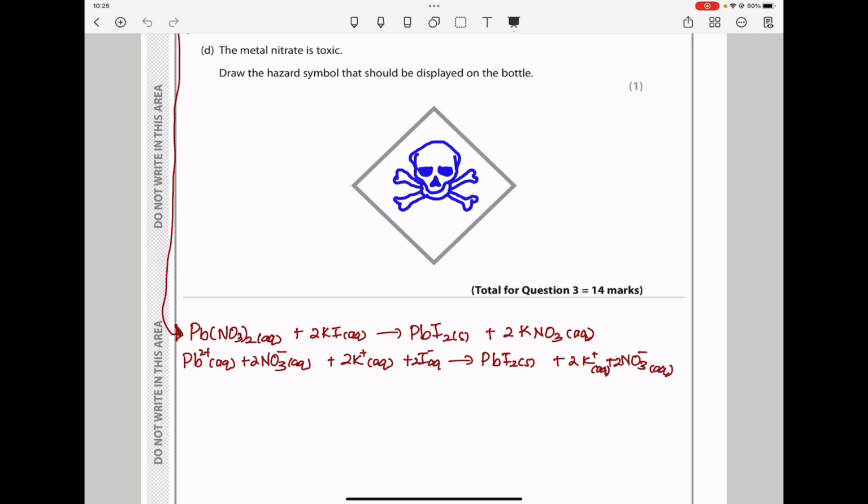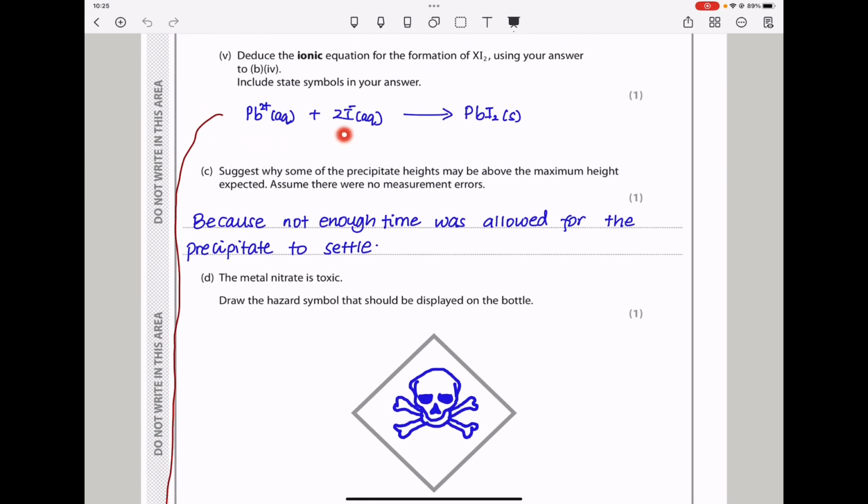So I separated the aqueous. Here we have Pb2+, and here we have 2 nitrates. Here we have 2 potassium, and again 2 iodide. And on the other side, lead iodide is a solid, so I didn't separate it, but I separated the aqueous, so 2 potassium and 2 nitrate, and then they cancel out. So spectator ions like nitrate and potassium cancel out. So I remained with Pb2+ plus 2I-, giving me lead iodide as a solid, and that is my ionic equation I wrote here.